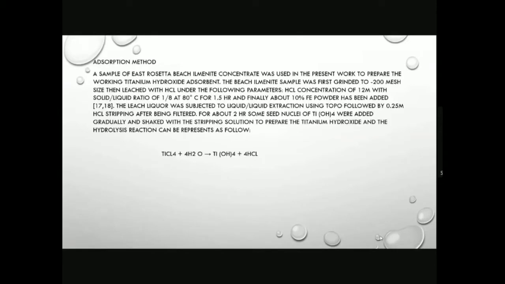The leach liquor was subjected to liquid-liquid extraction using TOPO, followed by 0.25 molar hydrochloric acid stripping after being filtered. For about 2 hours, some seed nuclei of titanium 4 hydroxide were added gradually and shaped with the stripping solution to prepare the titanium hydroxide, and the hydrolysis reaction can be represented as follows. Titanium tetrachloride reacts with water to produce titanium 4 hydroxide plus hydrochloric acid.